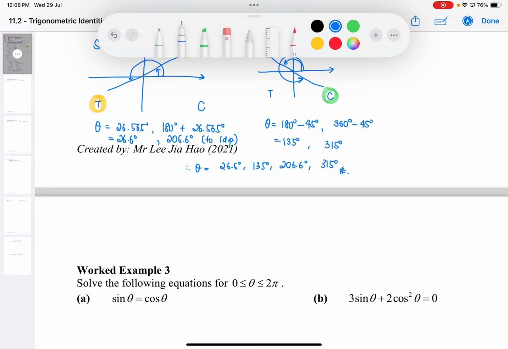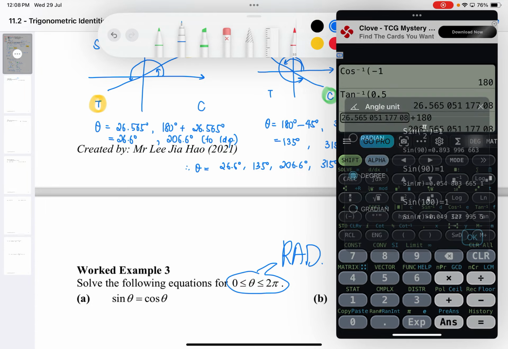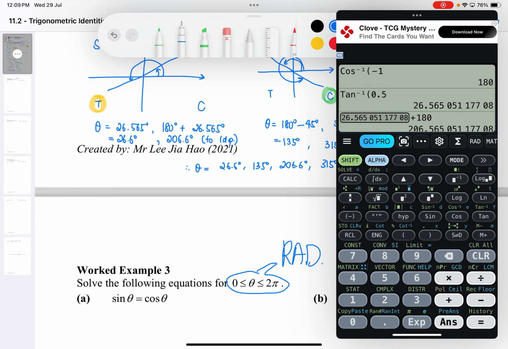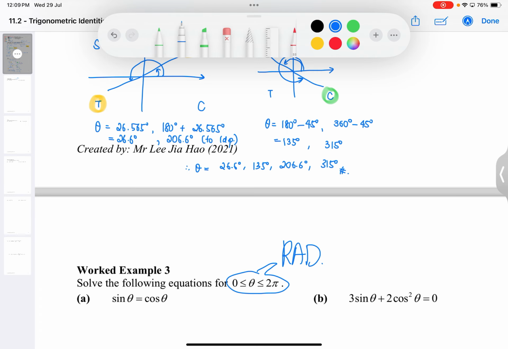Solve the following equations for theta from 0 to 2 pi. Remember what's the very first step? Okay, so very good. This is radian mode. So immediately, your calculator take out, change to radian mode. Okay? Then, step 1. How do I isolate the trigo function? Here got both sine and cosine, so how?